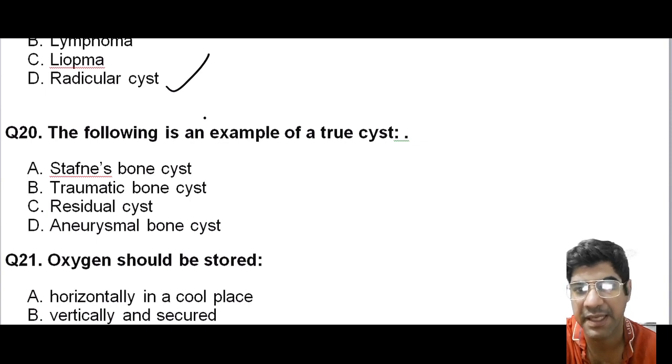It is characterized by a cavity within the bone, and it is caused by trauma. It lacks an epithelial lining, so it is not a true cyst. The residual cyst is a true cyst, and it is formed from remnants of an earlier cyst that has been partially or incompletely removed. So the answer is C.